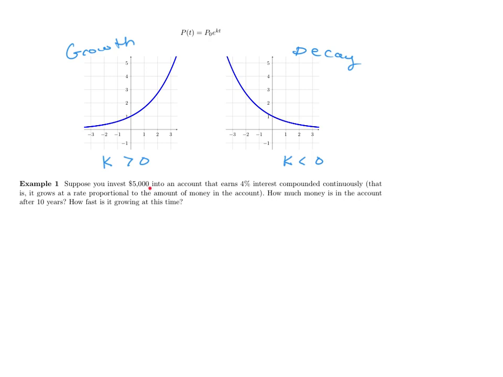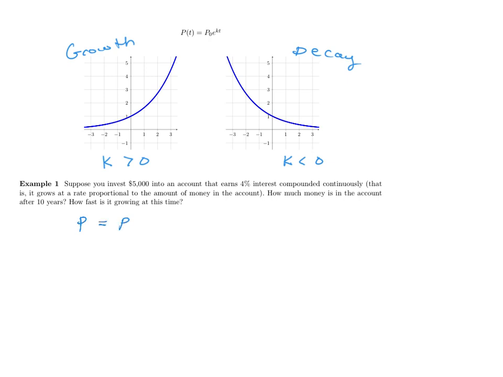Suppose you invest $5,000 into an account that earns 4% interest compounded continuously. What this means is it'll grow at a rate proportional to the amount of money in the account. Can we use this type of equation to determine how much money is in the account after 10 years? And also, how fast is the account growing at this time? To start with, we have to identify a few things.